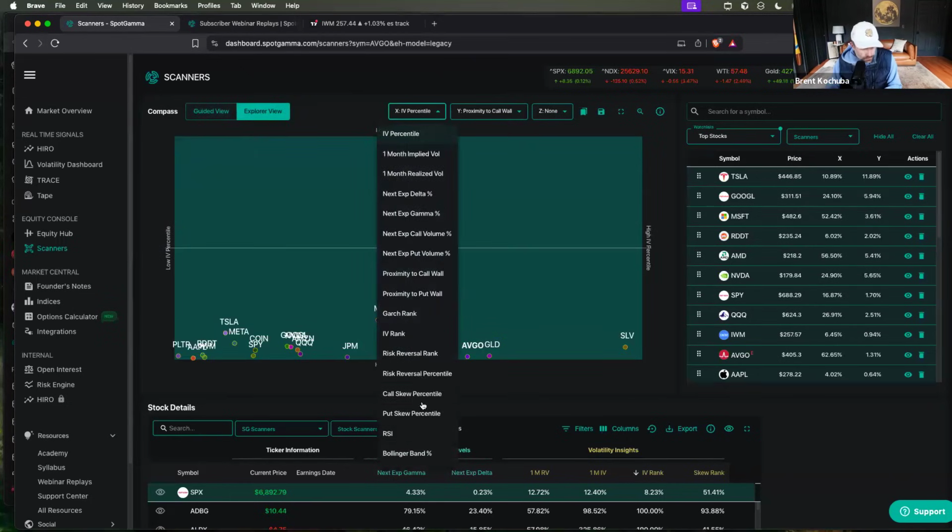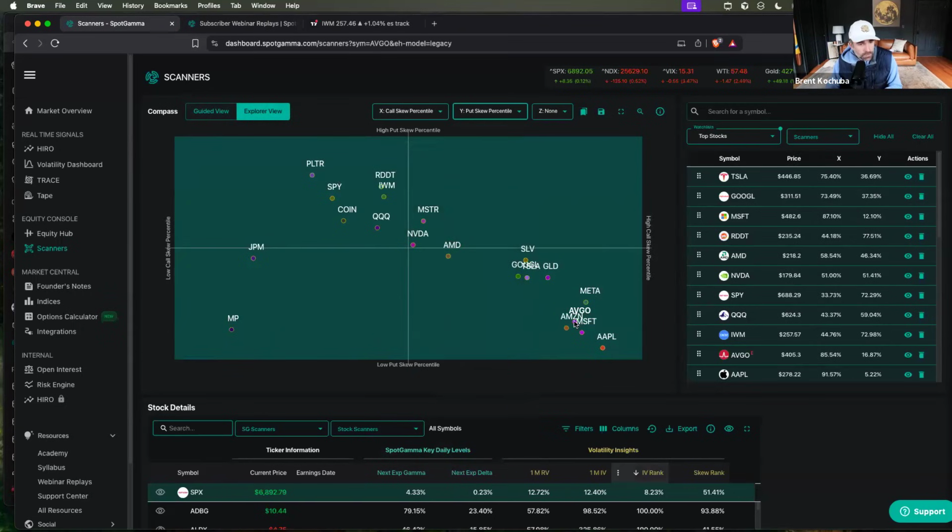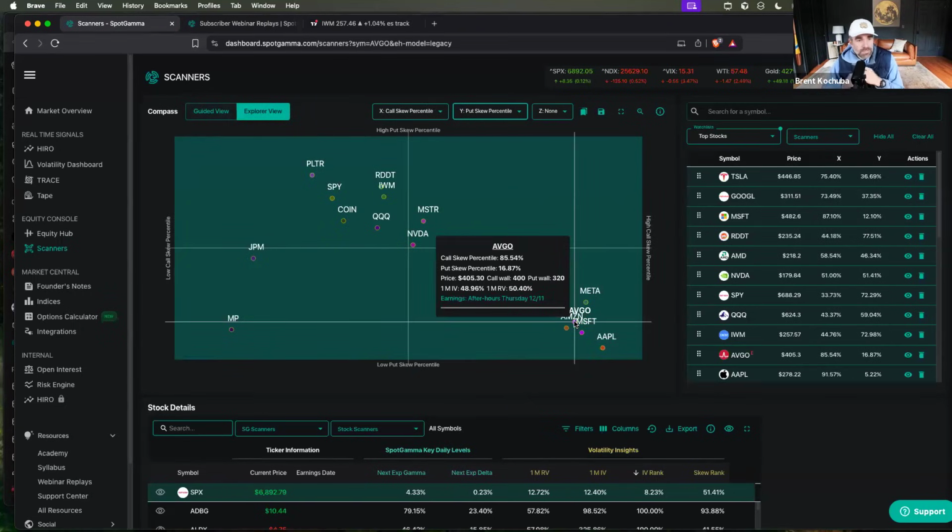Let's go look at call skew percentile and put skew percentile. When you look at AVGO down here, you can see that the call skew percentile is at the 85th percentile. What does that mean? That means people are pretty bulled up in AVGO right now, right? The 25 delta call versus the at the money call is now richer than it's been 85% of the time over the last year. We've had some pretty good bullish moves over the last year. So it's not 90th or 99th, okay, but you can tell which way people are leaning. Also, what about the put skew?